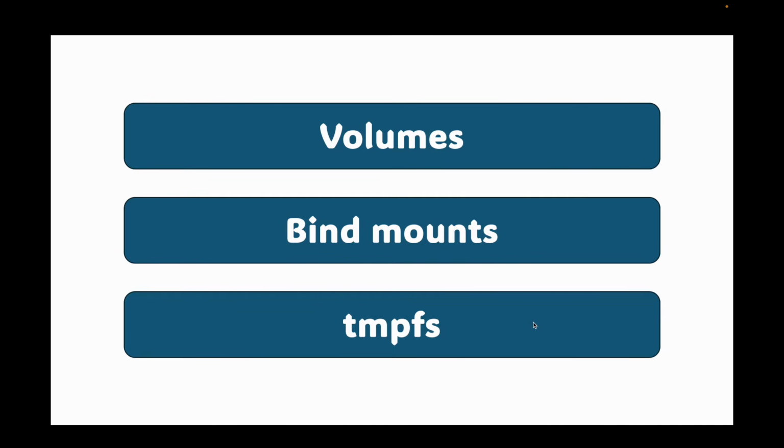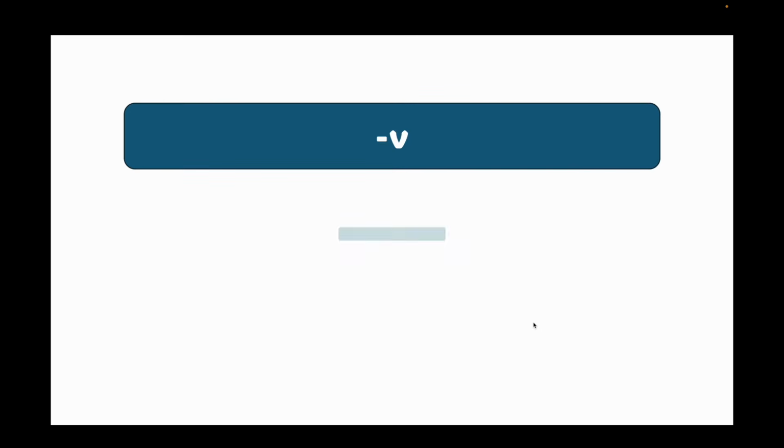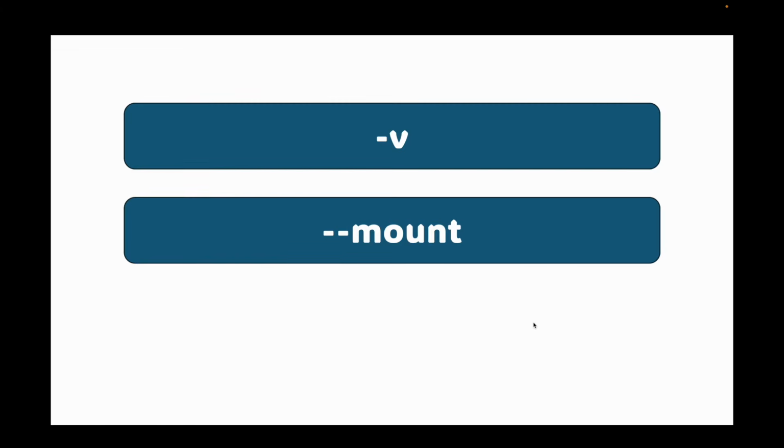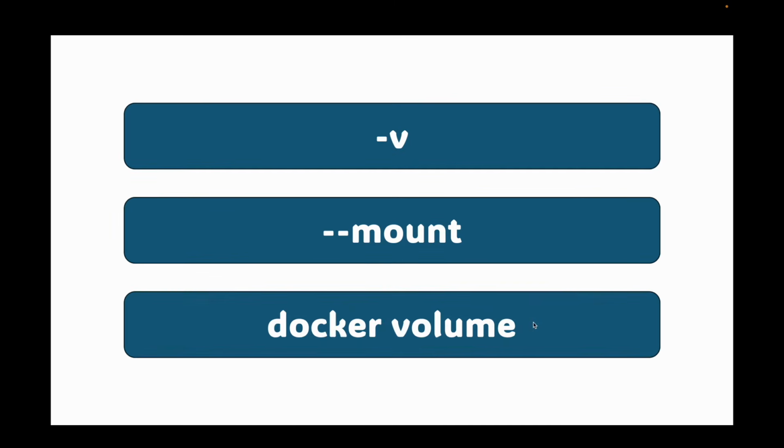We are going to persist a real database step by step. We will cover the two main flags for mounting storage, the -v flag and the --mount flag. We will learn how to manage our volumes with the docker volume command, and we will put it all together by making sure our data survives even when our container doesn't.